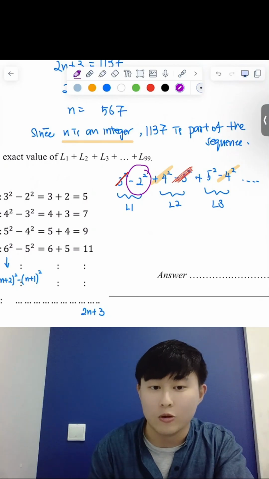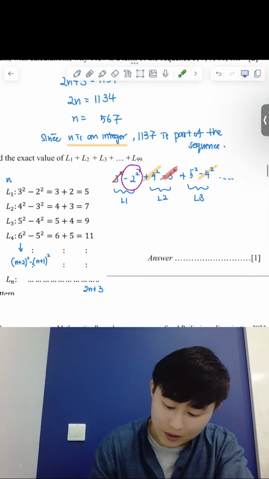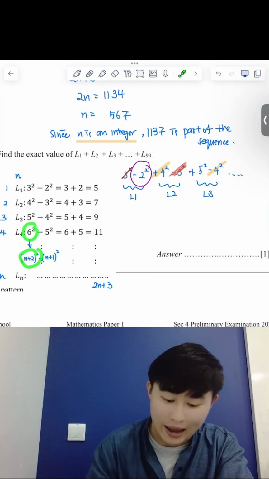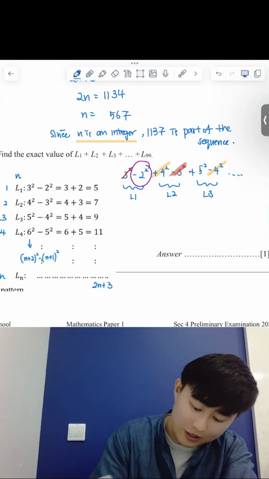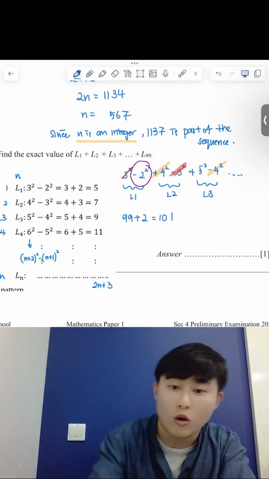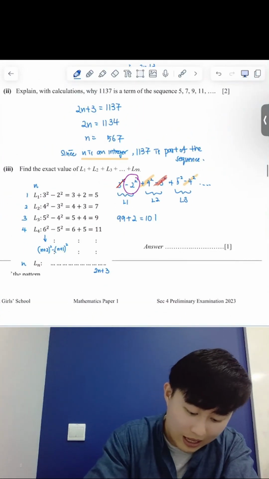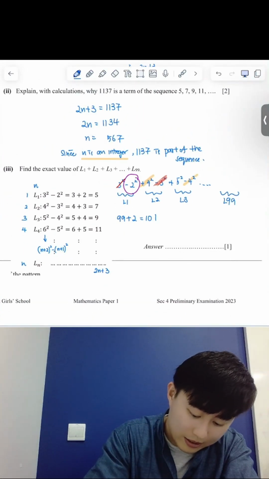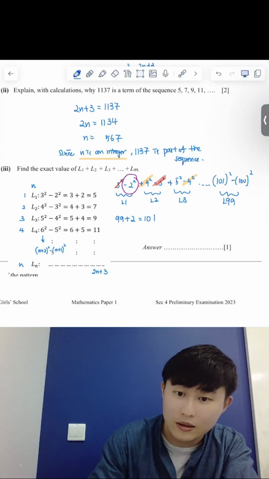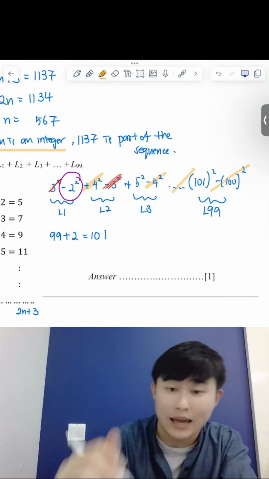So what I'm going to do over here is figure out what is that term first. Because I know that the first number over here is m plus 2 square. When I'm looking at my L99, the first value there will have to be 99 plus 2, which equals 101. So the number that I'm looking at all the way at the back, when I'm at my L99, is this 101 square minus 100 square. Okay, sorry, let me zoom this in. And eventually this 100 square will also be cancelled.